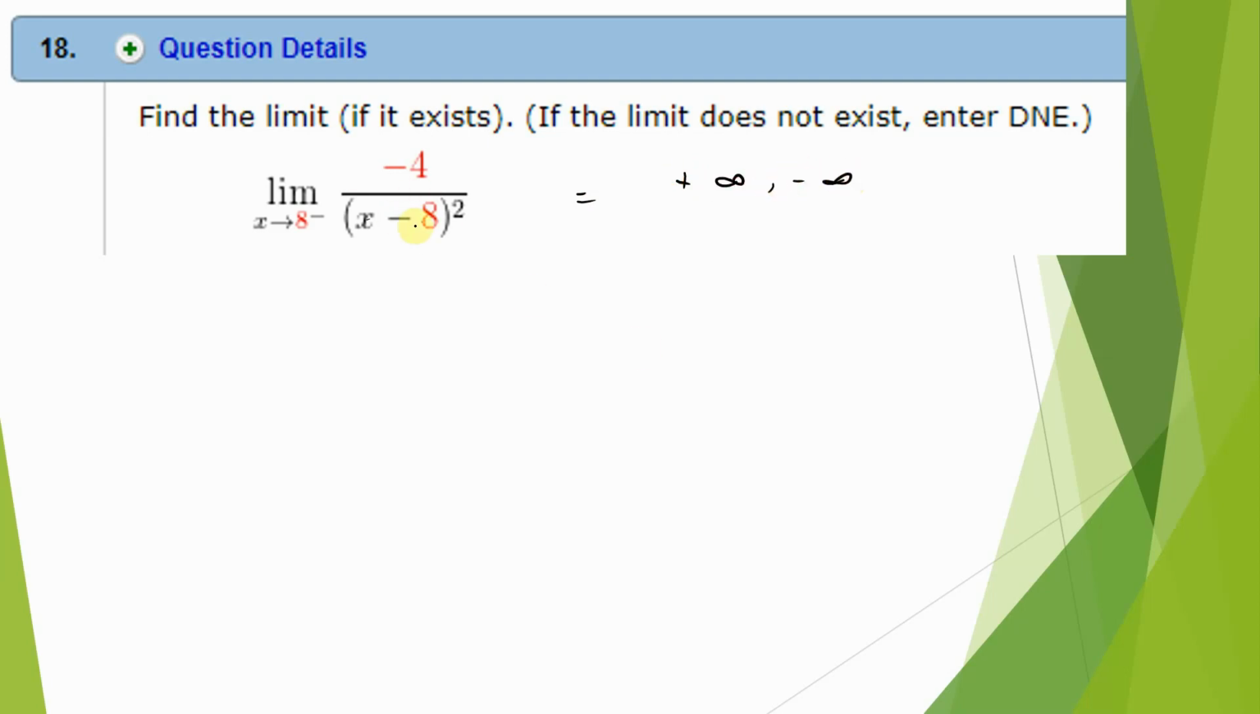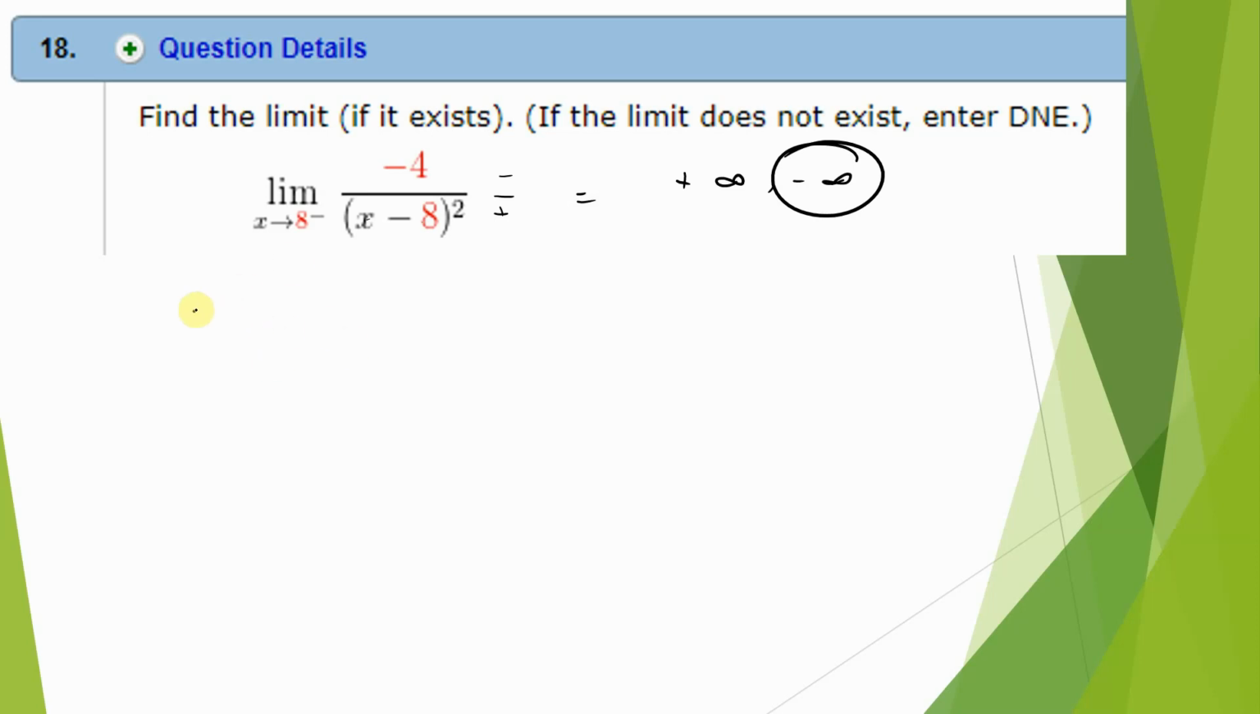Now, no matter which way we're approaching, if we approach from the left, which is what it asks us to do, then this is a smaller number than 8. So this is a negative number, but a negative number squared is still positive. So this is a positive number. The top number is negative, so a negative divided by positive means that our answer is negative infinity. And if you can't see that, just plug something into your calculator, verify it.